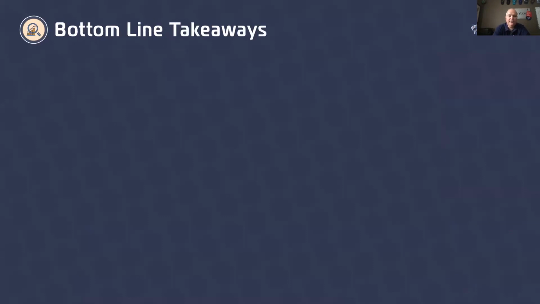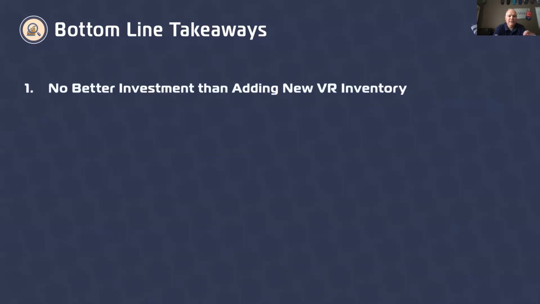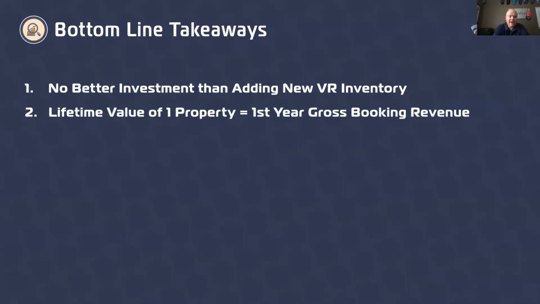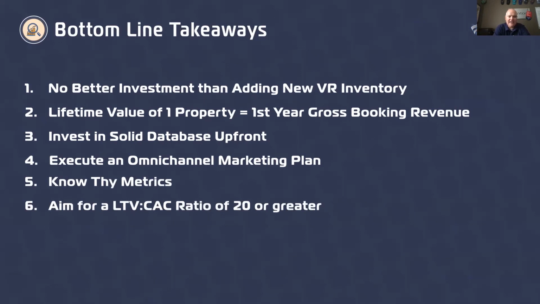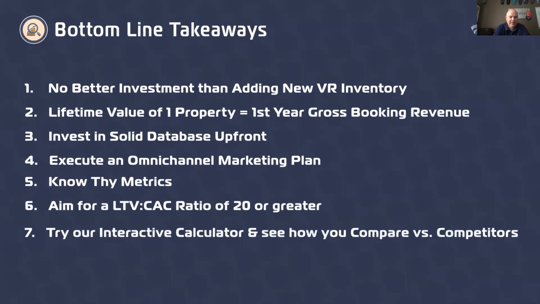I really appreciate your time. So here are some quick takeaways. First up, there is no better investment than adding new vacation rental inventory. Number 2, the lifetime value of a property, remember, in profits is going to equal that gross booking revenue. Invest in a solid database up front and make sure you hire some nerds to help you with those spreadsheets. And then execute an omnichannel marketing plan. Number 5, know thy metrics. Number 6, aim for an LTV to CAC ratio of 20 or greater. And number 7, try out our interactive calculator and see how you compare versus the competitors. And last but not least, now is the time to grow your vacation rental inventory.